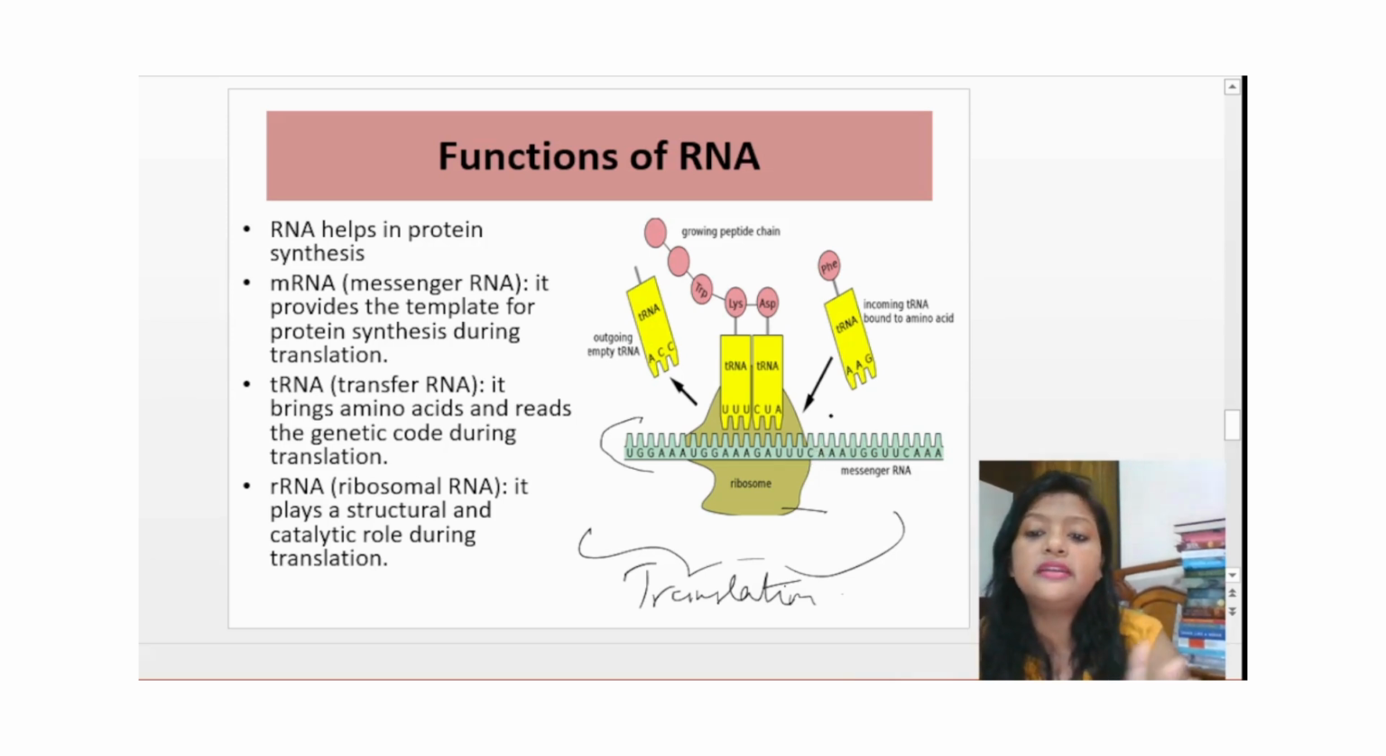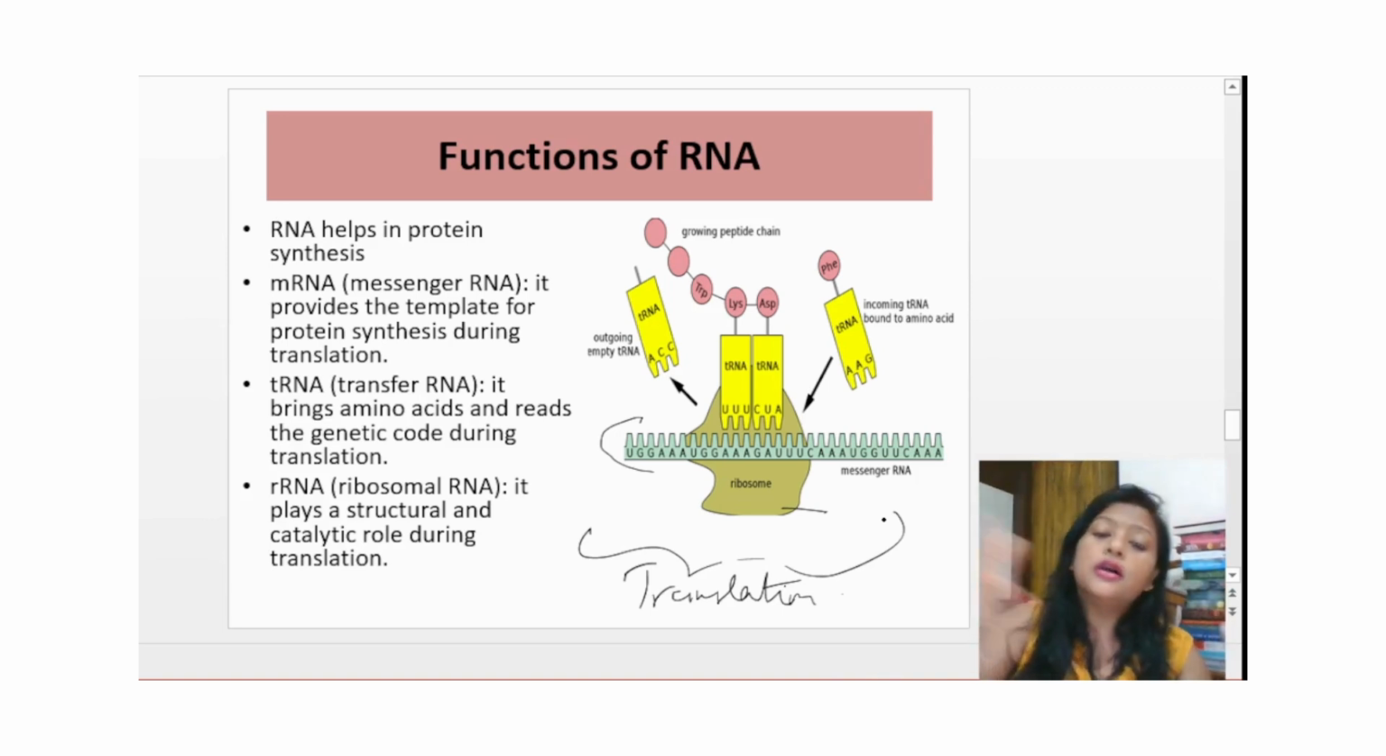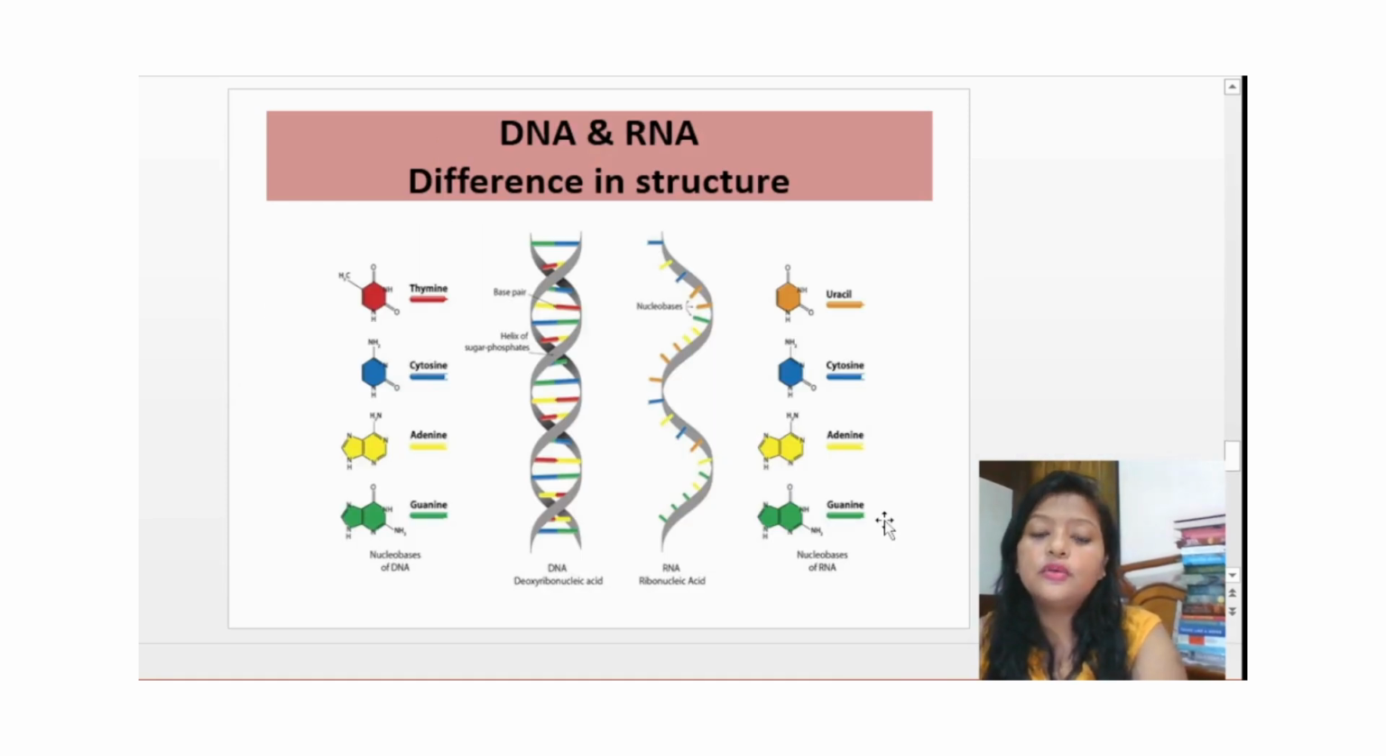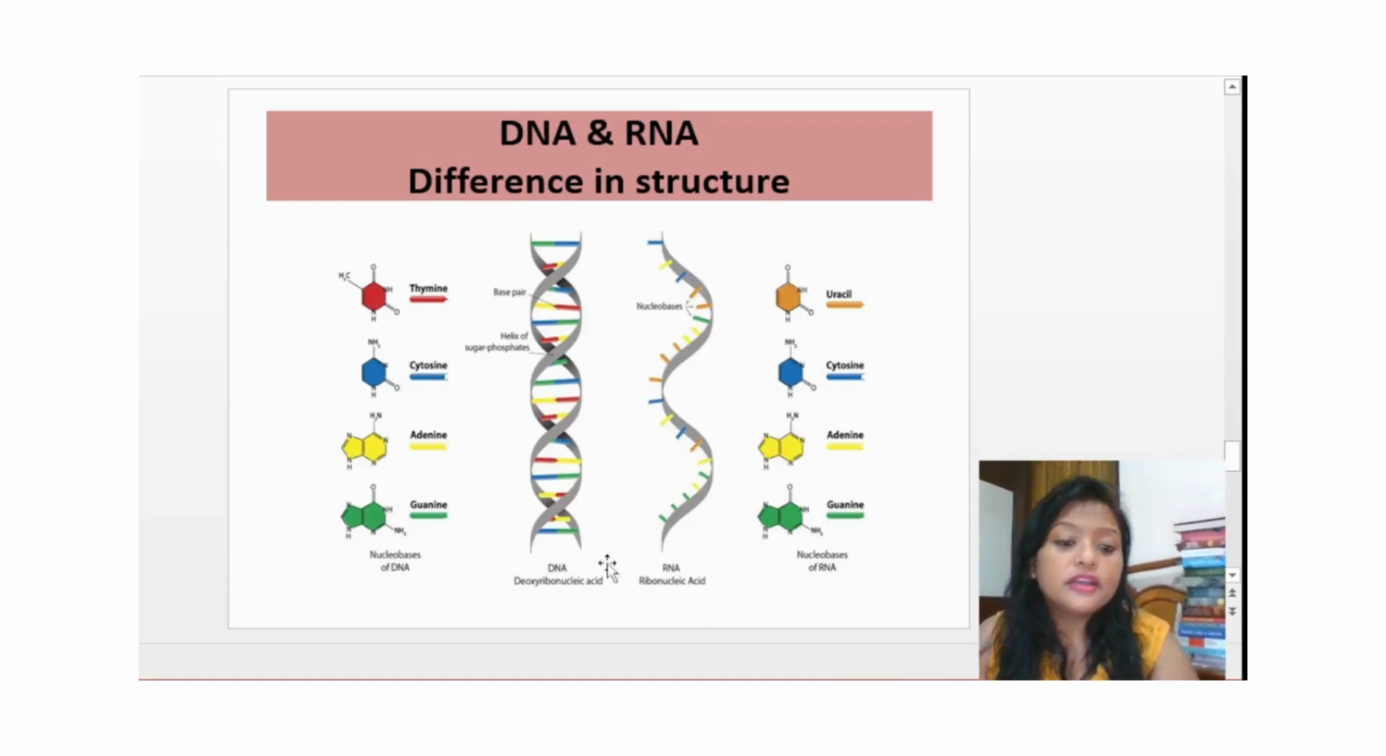Okay, just remember that tRNA is reading the genetic code out here in messenger RNA and helping in the translation process. rRNA has a structural role, or a catalytic role. It is holding the entire structure. It is helping in the performing of the process, it is holding it. So this is about the functions of RNA.